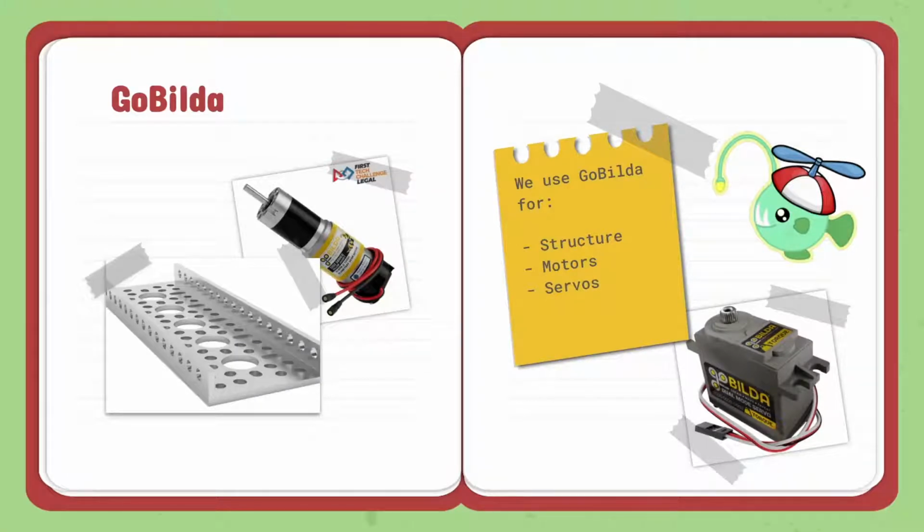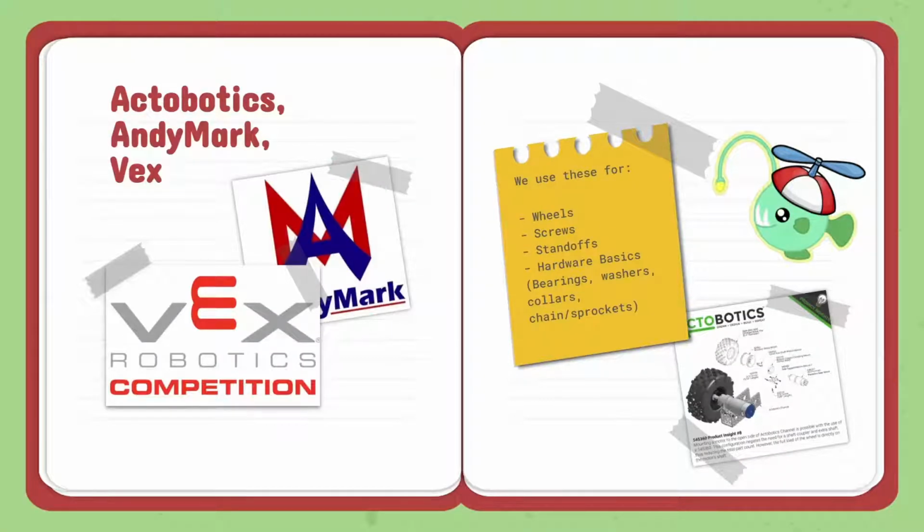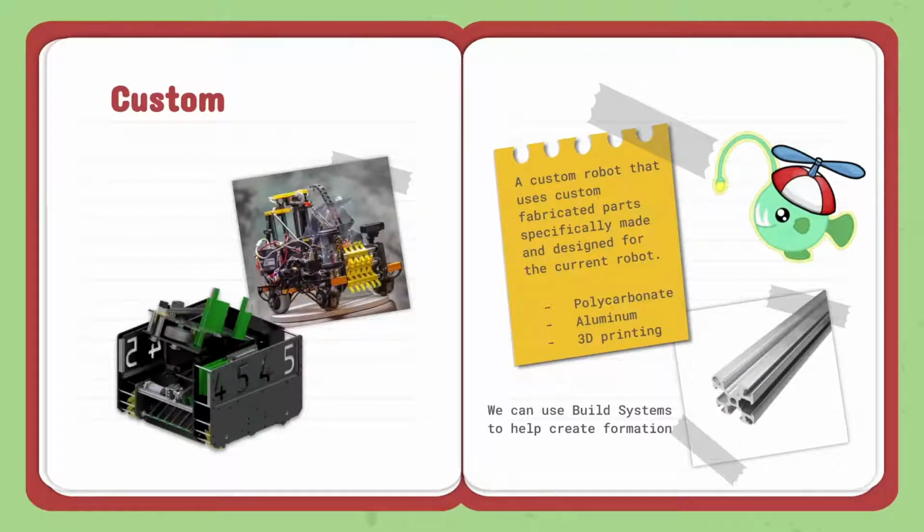And an alternative to Rev is GoBuilda, which has everything that Rev does. All right, and for support, we use Actobotics, Andy Mark, and Vex. We use them for wheels, screws, standoffs, and hardware basics like bearings, washers, collars, and chain and sprockets. And then finally, there is custom, where you essentially fabricate the parts specific to your robot, and it's unique and different than the rest of the systems.